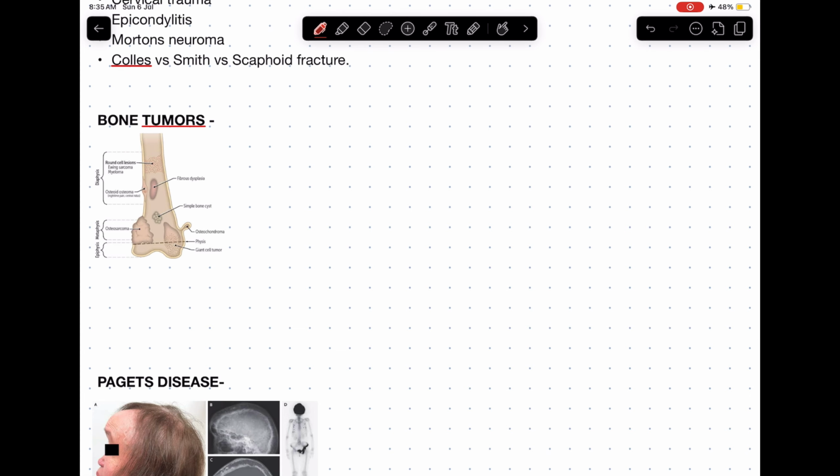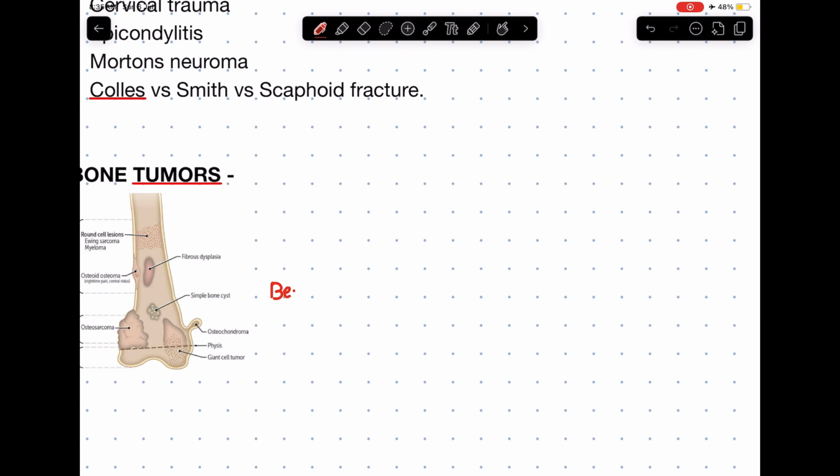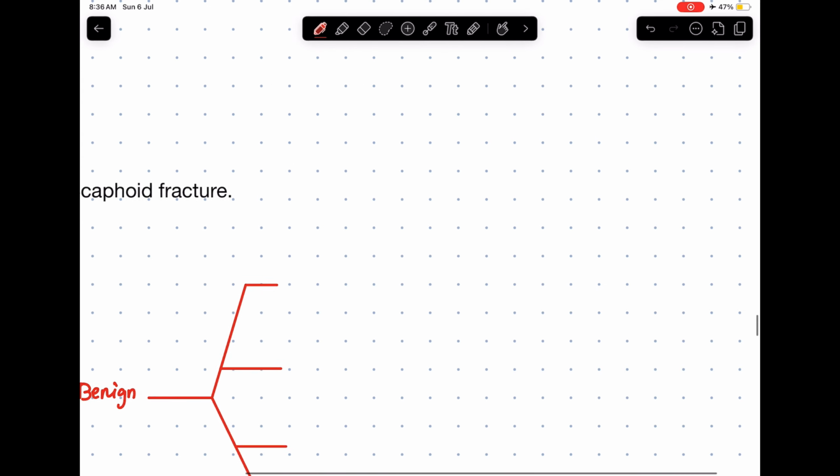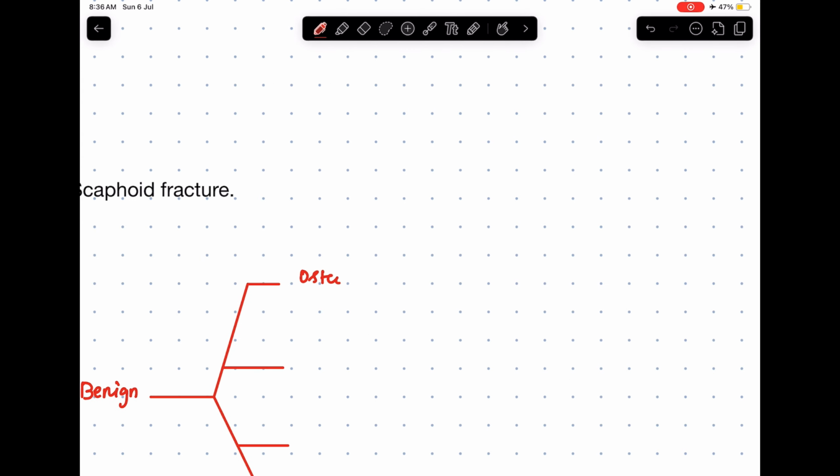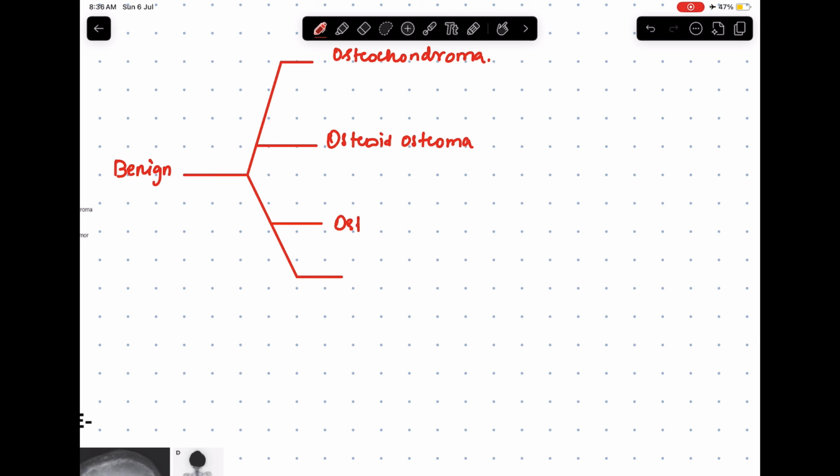Starting off with bone tumors, although this topic is very huge, I want you to only focus on the age, the location, the systemic symptoms and the radiographic clues that are present in the question. For benign tumors, I am only focusing on these four, but if you want to look at the others, you can check them out. First one is osteochondroma, the second is osteoid osteoma, the third one is osteoblastoma, and the fourth one is osteoclastoma, also known as giant cell tumor.